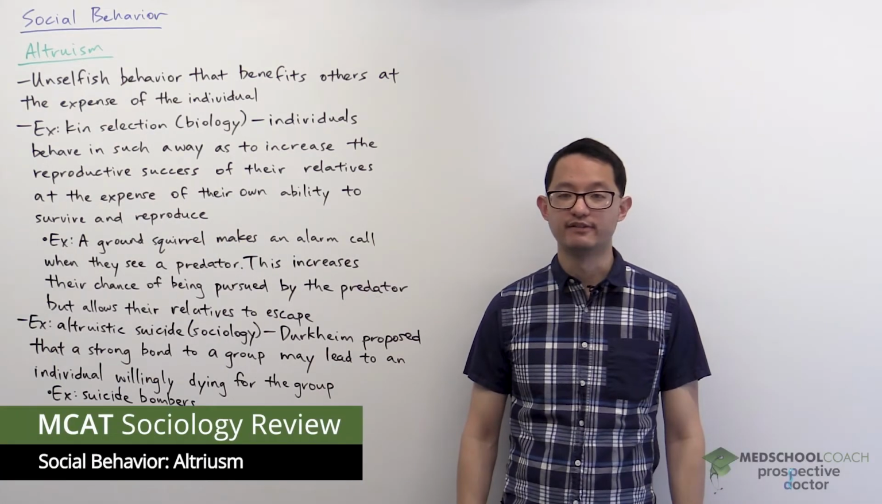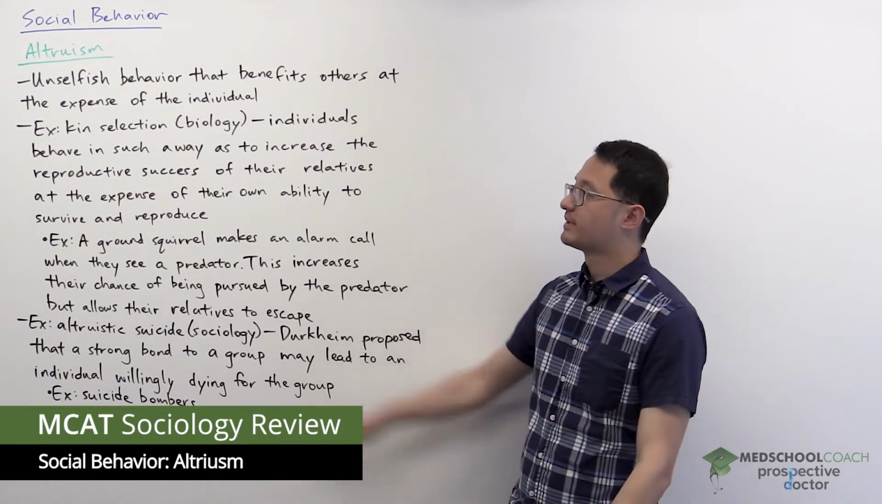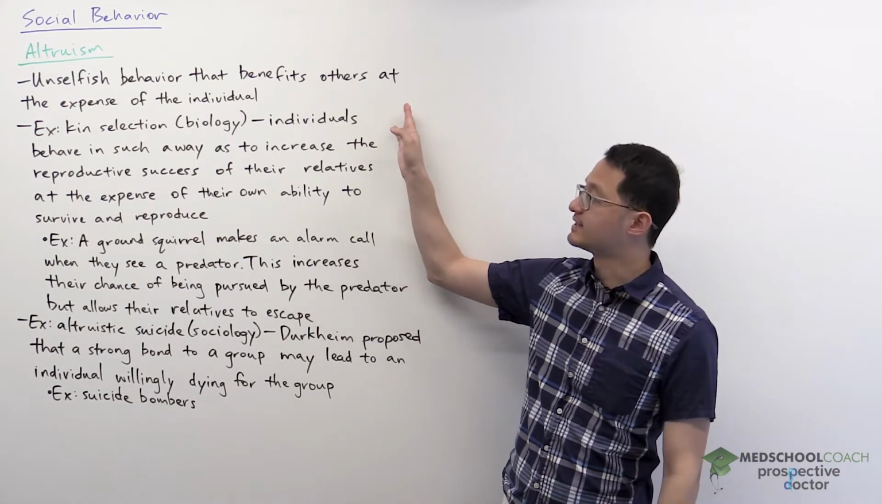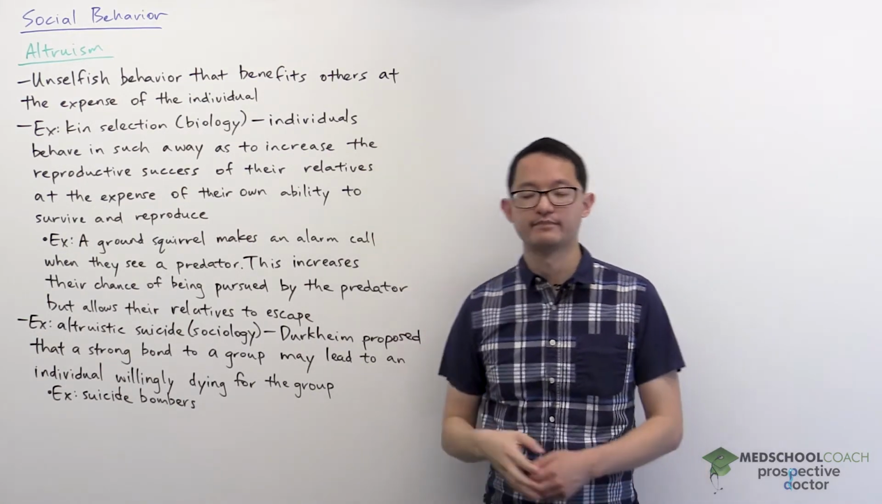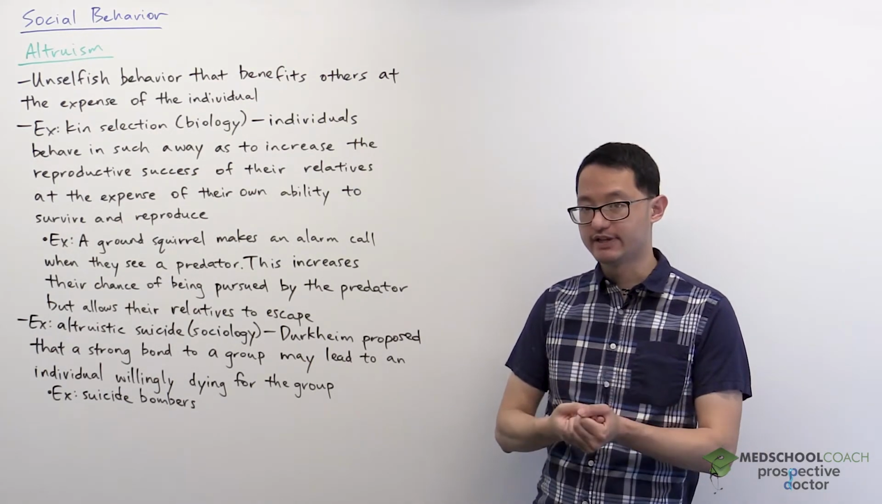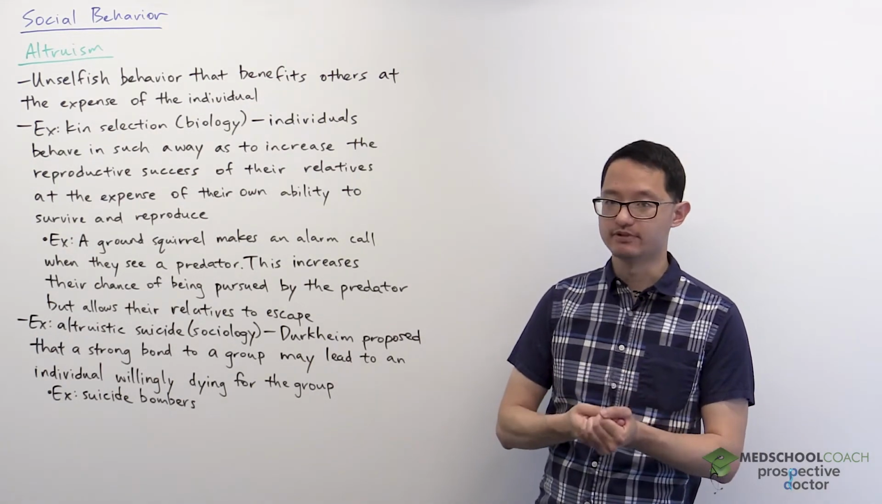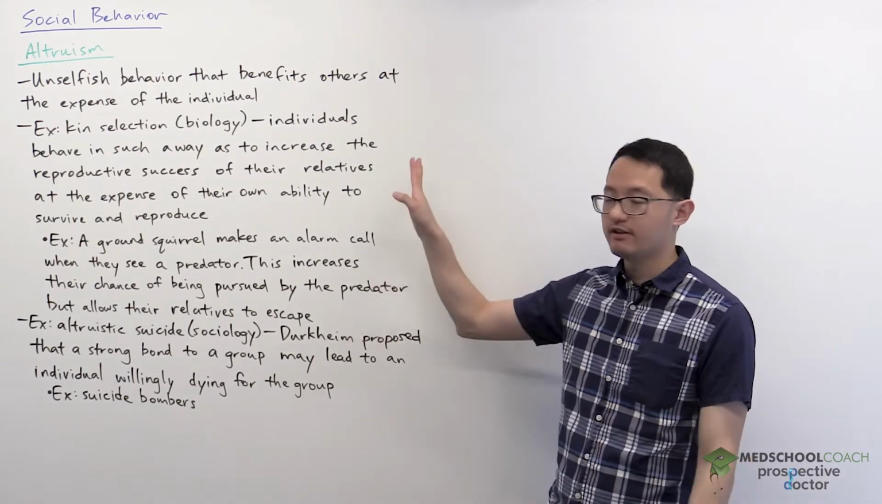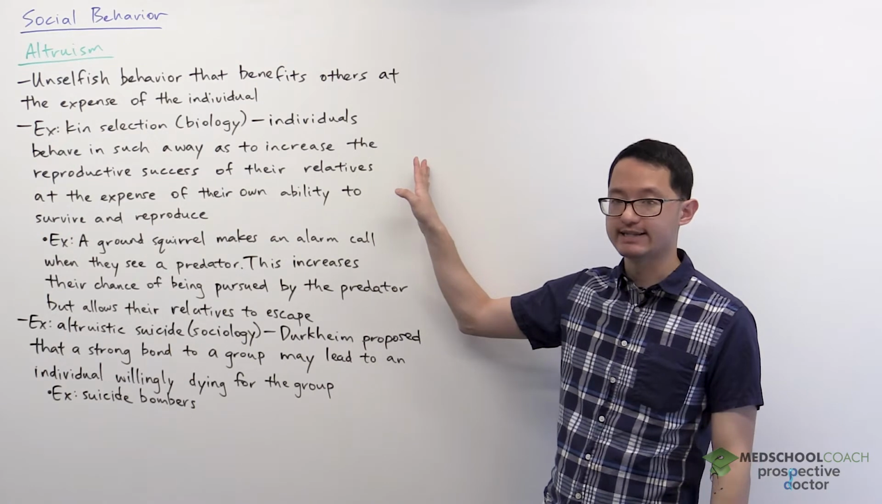In this video, we're going to go over altruism. Altruism can be defined as unselfish behavior that benefits others at the expense of the individual. Altruism has been applied in many ways, and in this video, I want to go through examples from biology and sociology. The biology example is kin selection.